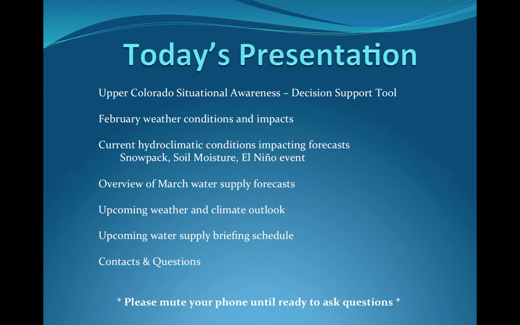We're also going to talk about the recent February weather conditions and impacts. It was a very dry month, and you might be interested in how those very dry conditions impacted our water supply forecast. And then we're going to talk a lot about the hydroclimatology throughout the region, specifically about the snowpack, the soil moisture, and we'll also talk about that El Niño event that's been occurring, though we haven't really seen the impacts that we might have expected from the El Niño event.